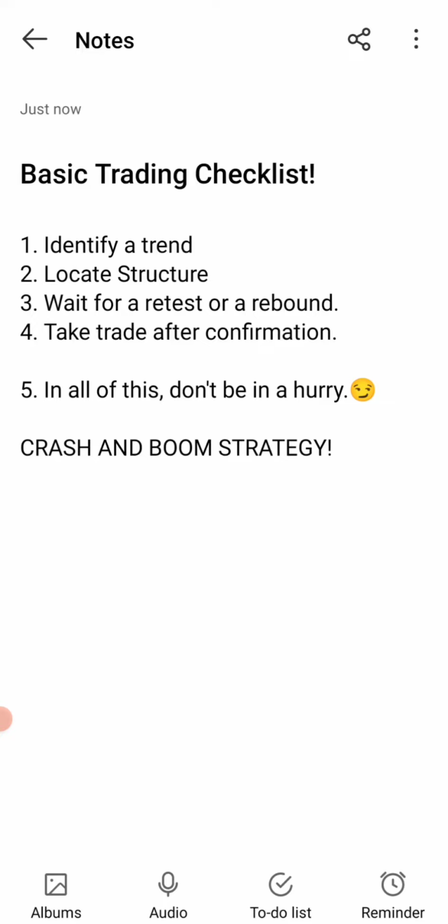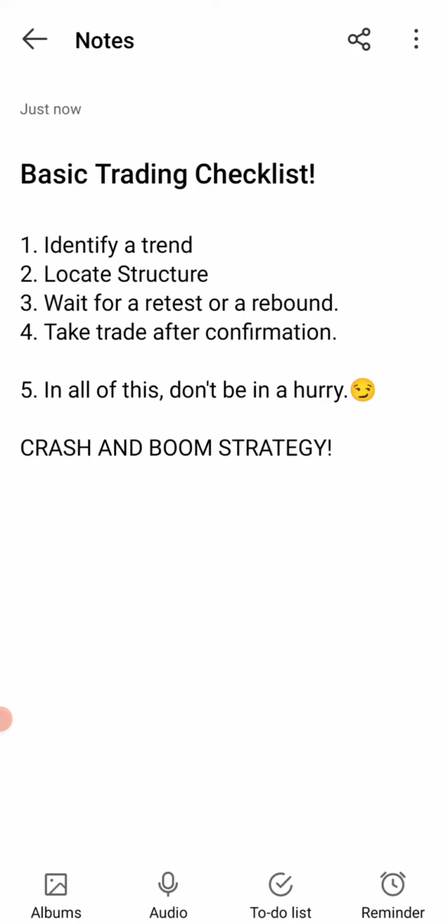I just want to share with you a basic trading checklist. What do you need to check before you engage in any trade? However, I'm also going to be sharing with you a very sharp crash and boom strategy as a way of re-emphasizing what I have taught in the past or what I have said before. Nothing really has changed, but there is a new perspective to these things, and I want you to pay attention.